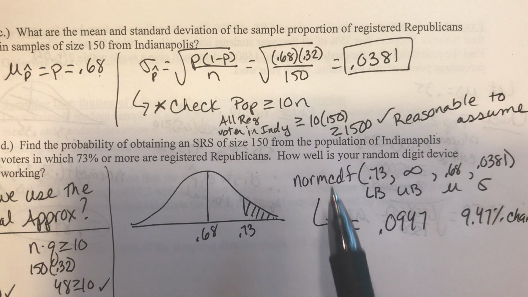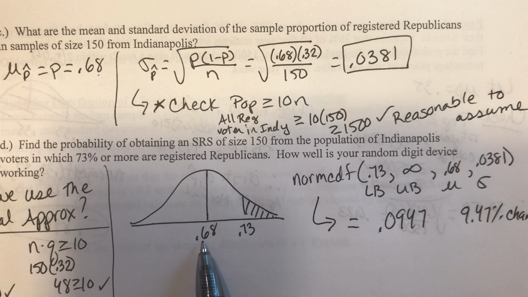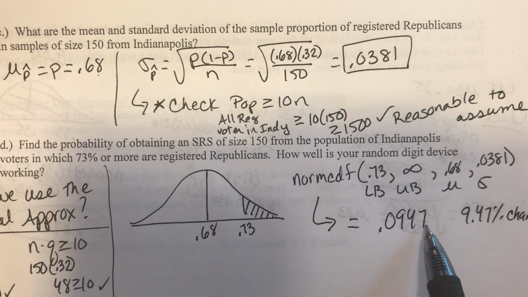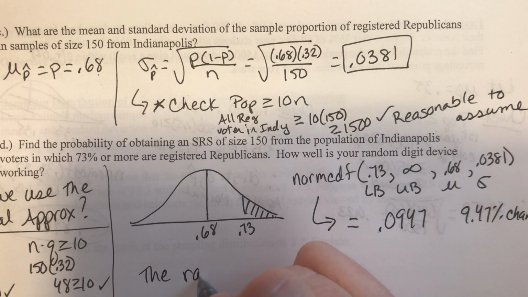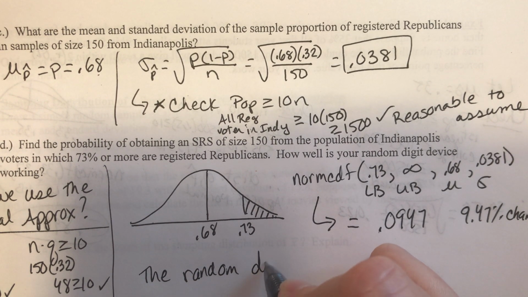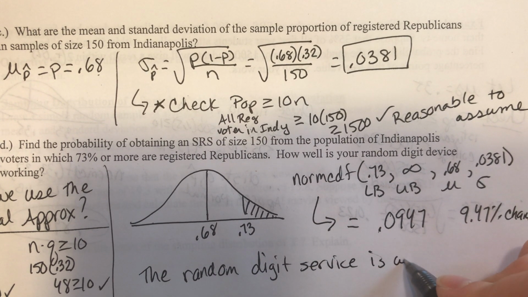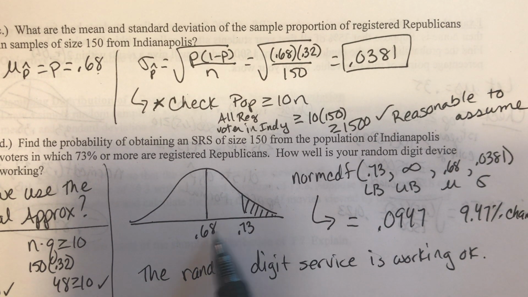So now here's the question. How well is your random digit device working? We thought it would be 68%. We got 73%. There's a 9.5% chance that this happened by chance alone, which means the random digit service is working okay. It's not bad. We're not that far off of what we thought. There's an almost 10% chance that we'll be that far off, and that can happen.